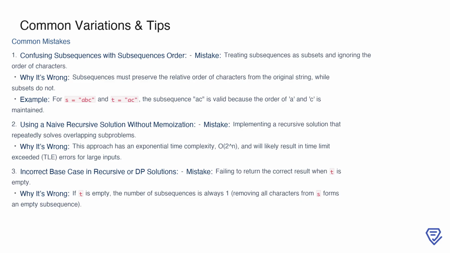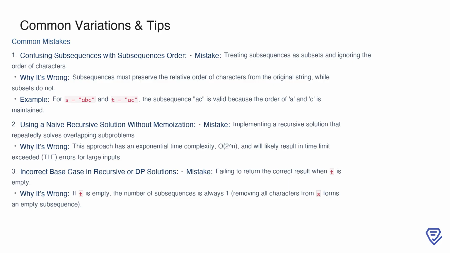First, it's important not to confuse subsequences with subsets. Remember, subsequences must maintain the relative order of characters as they appear in the original string. For example, if S is ABC and T is AC, the subsequence AC is valid because the order of A and C is preserved. Subsets, on the other hand, do not consider order, which makes them fundamentally different.